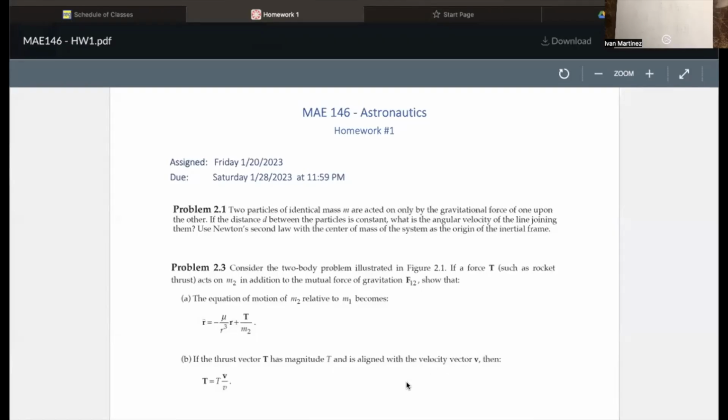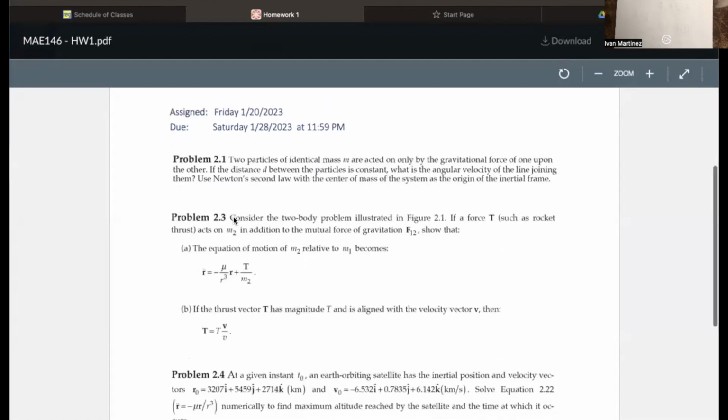Okay, so what's problem 2.3? Let's go back to it. So, problem 2.3. Consider a two-body problem. So we're in the same problem, same setup. And then there's a force T, such as rocket thrust, that acts on M2, in addition to the gravity that we were already doing. Then we need to show that the equation of motion of M2 relative to M1, this is important, relative to M1.